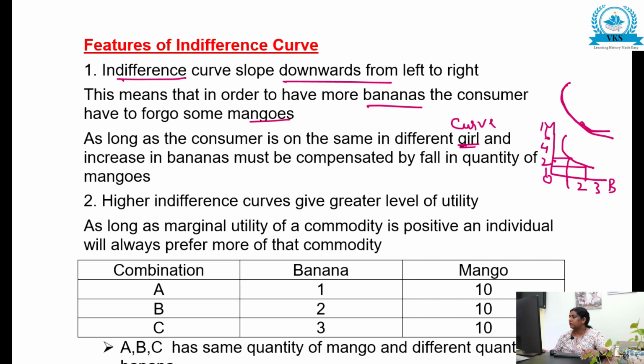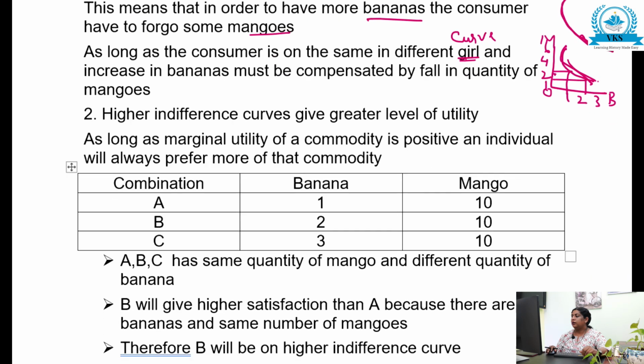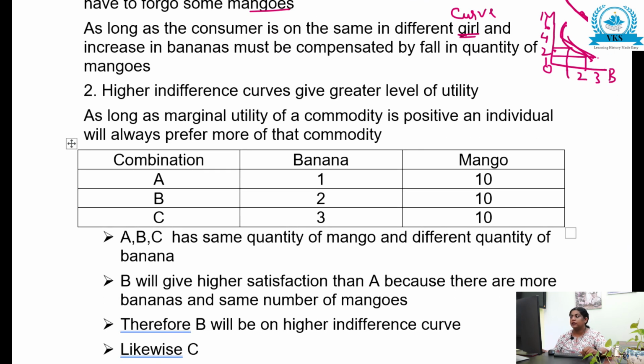That is why the indifference curve always slopes from left to right. Now the next feature of an indifference curve is that a higher indifference curve gives a greater level of utility. As long as the marginal utility of a commodity is positive, an individual always prefers more of that commodity. So here we have three combinations A, B and C.